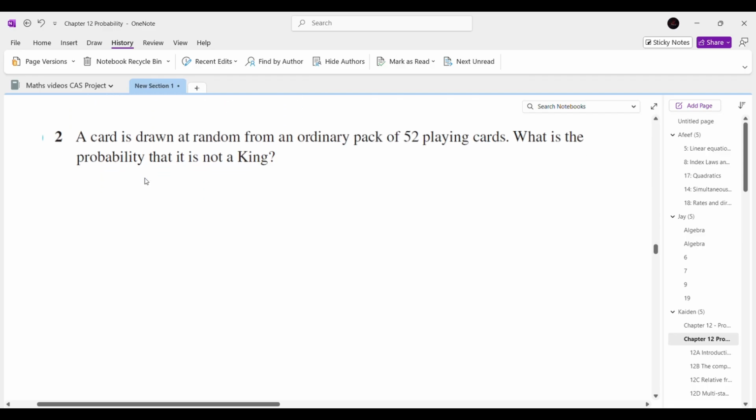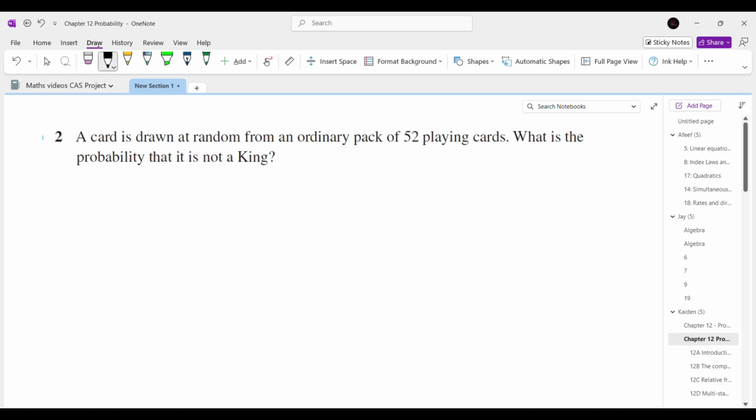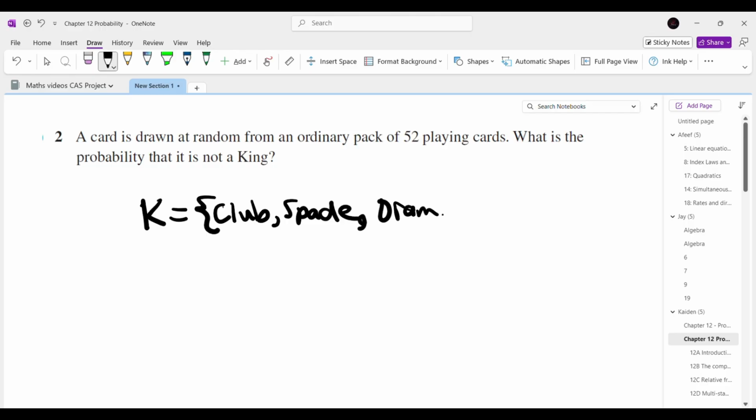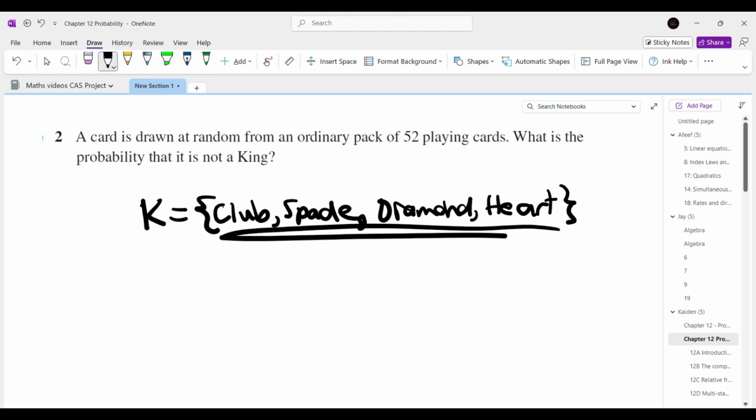A card is drawn at random from an ordinary pack of 52 playing cards. What is the probability that it's not a king? So the sample space for a king, the event of a king, would be club, spade, diamond, or heart. This is the event K. Obviously, all four of these kings would satisfy this condition.